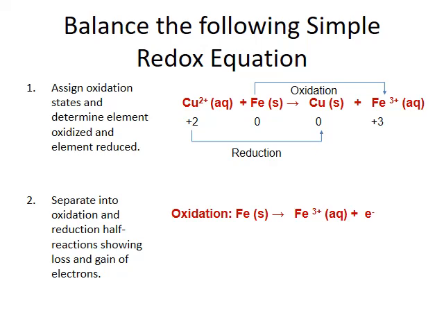For the reduction half reaction, we'll show only the substance being reduced. And again, we keep the formulas of the reactants and products the same as the original equation. So the copper cation on the left and elemental copper on the right. We do add electrons to the reactant side this time because reduction involves the gain of electrons.